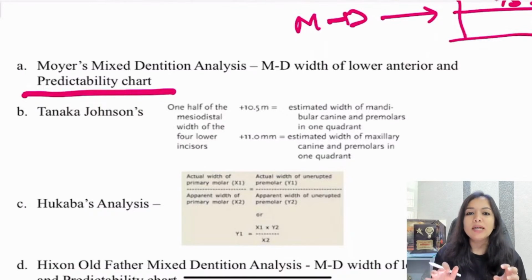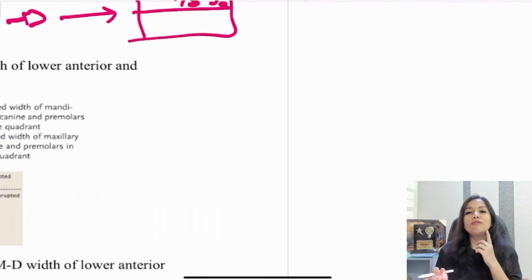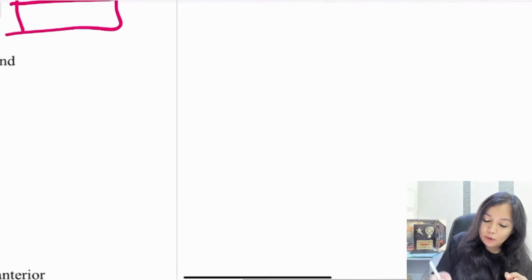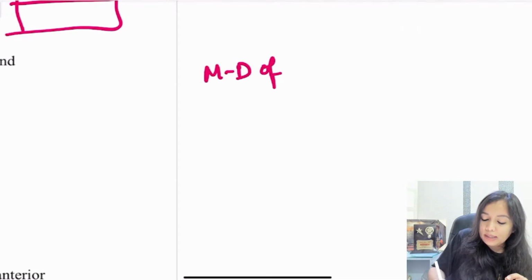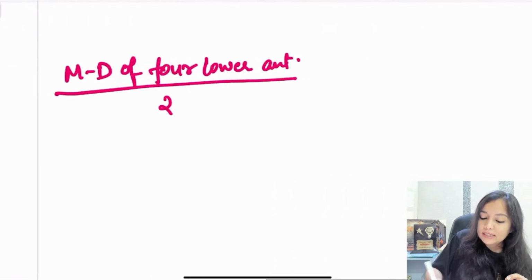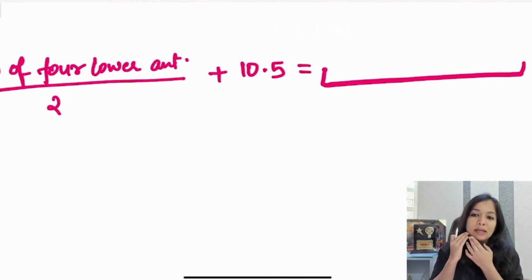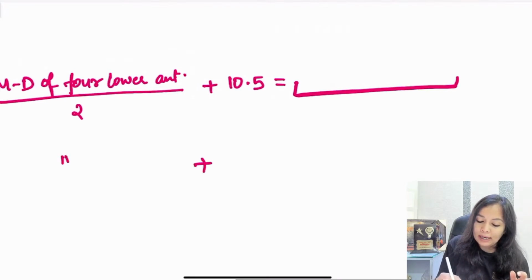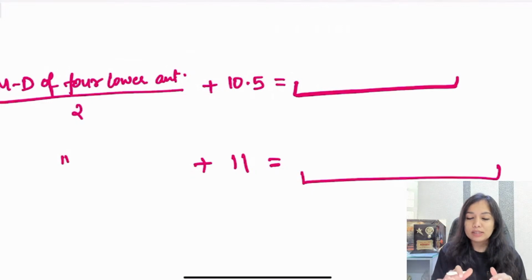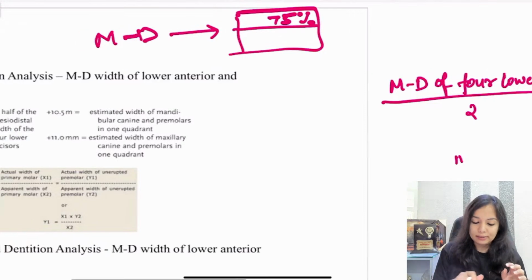Then comes the Tanaka-Johnson's method. Tanaka-Johnson is a formula-based method. In this, again, you're supposed to measure the width of the lower four anteriors, that is the central and lateral here, all the four of them. And then there is a formula here. You take the mesiodistal width of the four lower anteriors divided by 2. In this, if you add 10.5, then you will get the space that shall be occupied by the mandibular canine and premolars. And if in this same calculation, you add 11, then you will get the width of the future canine and premolars of the maxillary arch. So this is a formula based method, but still in this analysis also you are measuring the mesiodistal width of the lower four anterior teeth.